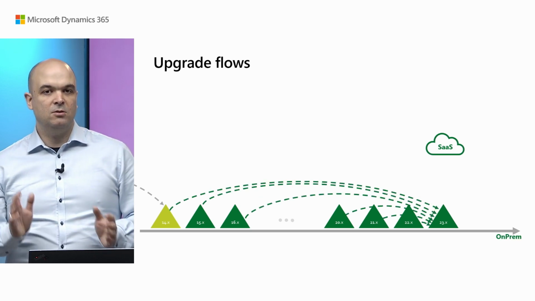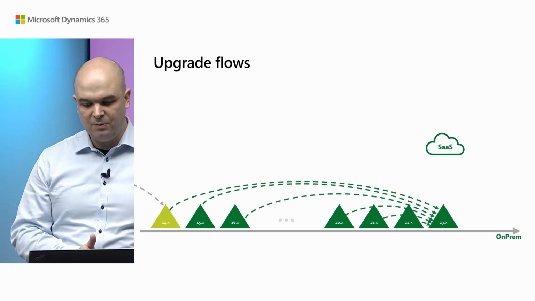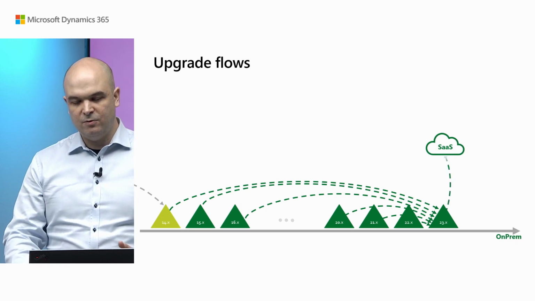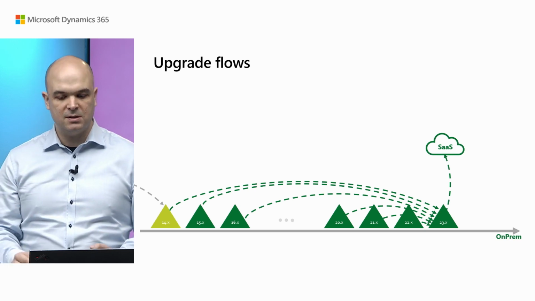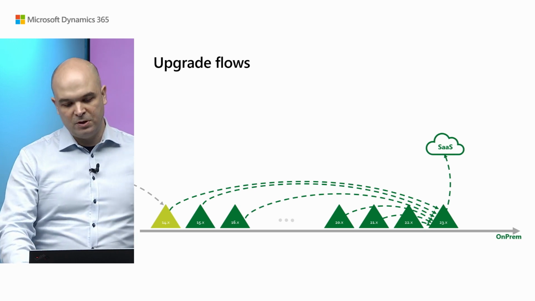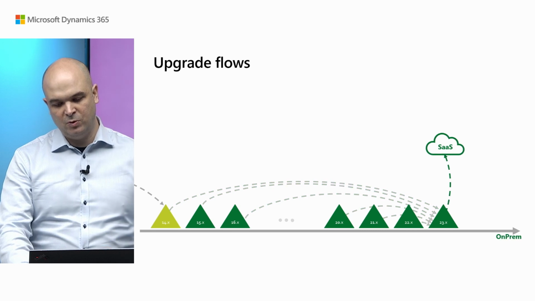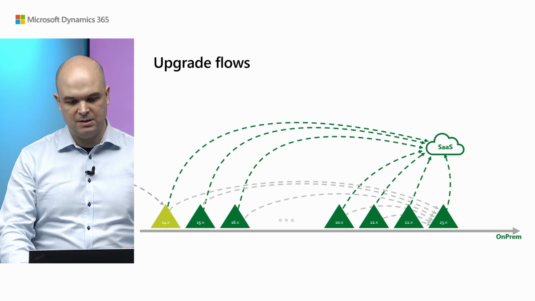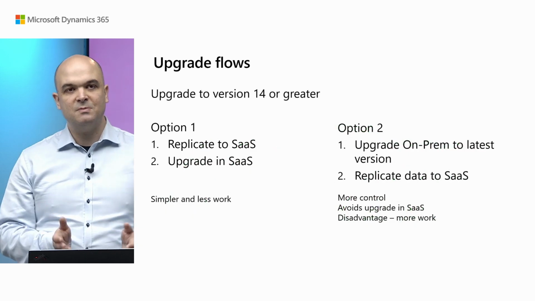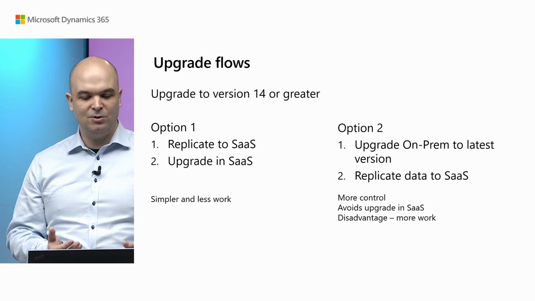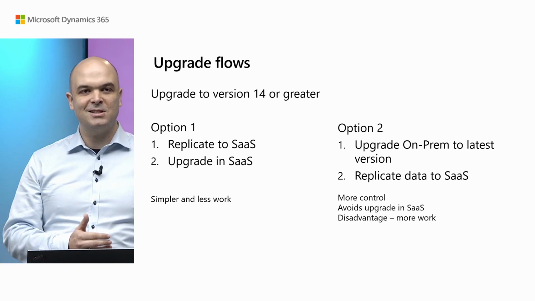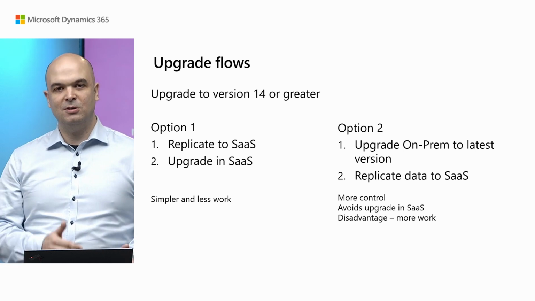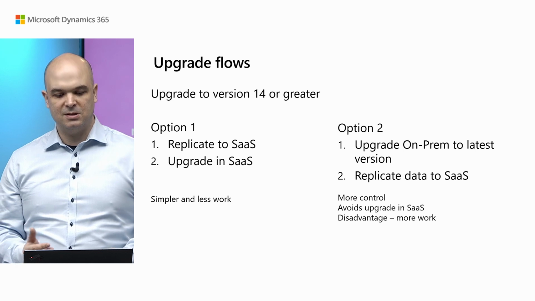From 14 and also from all of the versions that are before 23, you can do a single step upgrade to the latest version. And then from the latest version, you can simply replicate to SaaS, or from all of these versions that are from 14 to 22, you can do a direct cloud migration and then run the missing upgrade in SaaS. To put it in words, you need to upgrade to version 14, and then you can either replicate directly to SaaS and run the upgrade in SaaS, or you can run the on-prem upgrade to the latest version and then replicate data to SaaS.